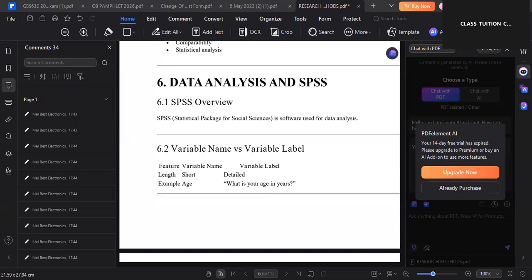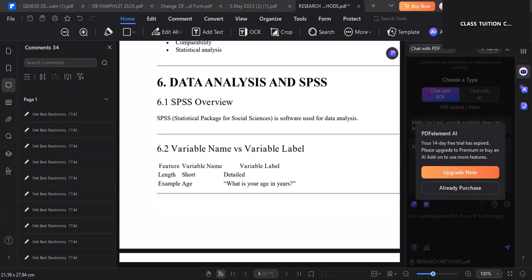SPSS has been described as having names and labels. These serve different purposes. So we have the variable name, which is a shorter identifier in SPSS. The label gives you a full description of a variable. In terms of length, the name is short and simple, while the label is longer, a description. The purpose of the name is that it is used for coding. It is used internally by SPSS, and users give short names with no spaces. In the variable label, you are able to give your full description.